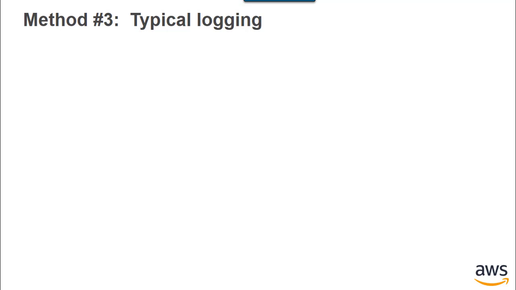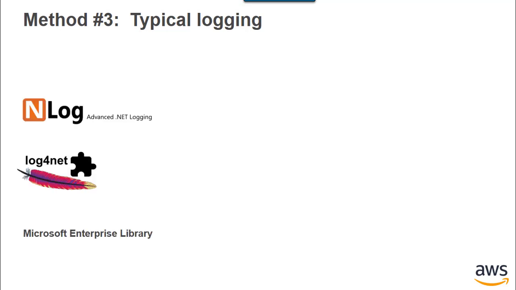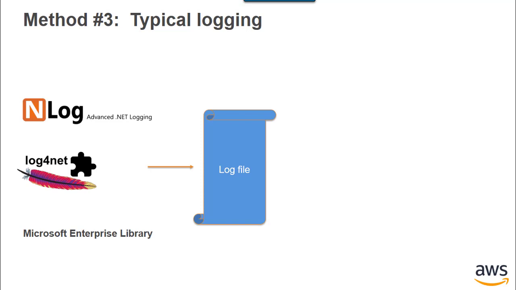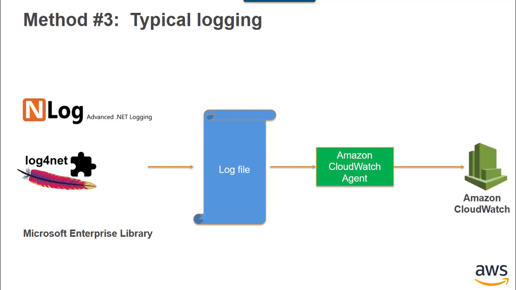Of course, you can use the typical logging that you have already been using. Imagine that you are using some of these famous open source libraries. So you may be using NLog, which is a very famous logging framework for the .NET platform, or log4net, or Microsoft Enterprise Library. If you use any of these tools, and imagine you are writing them into a log file in your server, Amazon CloudWatch agent can read this file and then send it into Amazon CloudWatch, and keep them in a central repository.